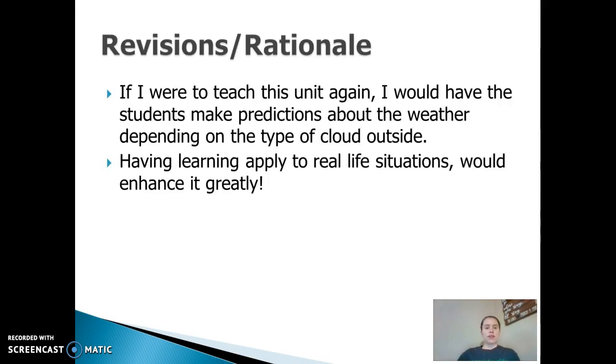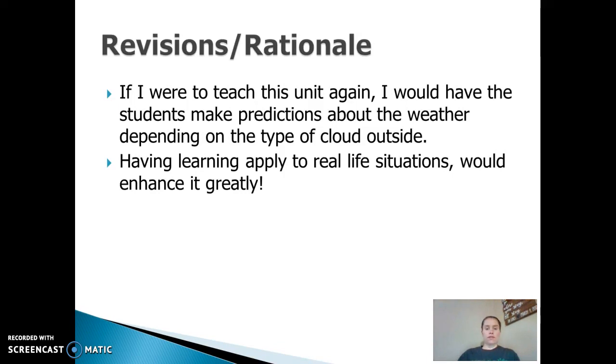Revisions and rationale to my unit. If I were to teach this unit again, I would have the students make predictions about the weather depending on the type of cloud. I might add another writing piece in there, so if I had them look outside at the clouds, I might ask them what the weather was going to be, maybe that night, so they'd have to predict. And having learning apply to real-life situations would enhance it greatly.